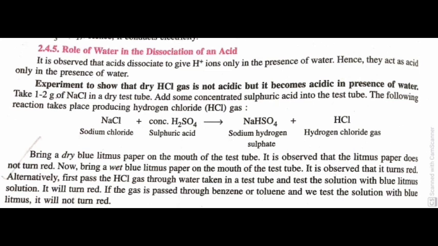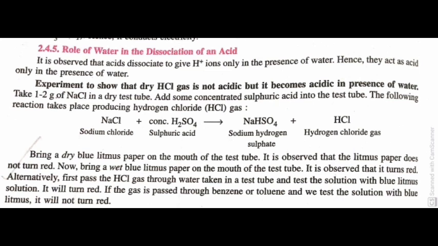Add some concentrated sulfuric acid into the test tube. The following reaction takes place. Bring a dry blue litmus paper to the mouth of the test tube. It is observed that the litmus paper does not turn red. Now bring the wet blue litmus paper to the mouth of the test tube. It is observed that it turns red.